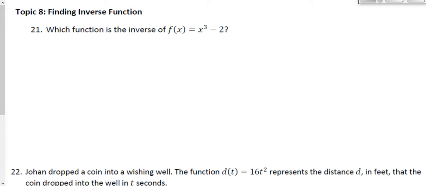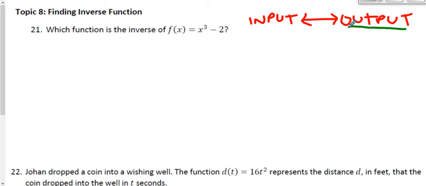Remember, the main thing about an inverse function is that the input and the output have been switched. So as long as I switch the input and the output, technically I've got my inverse, but I have to make sure that my output has been solved for. That's the most proper way to write an inverse function.